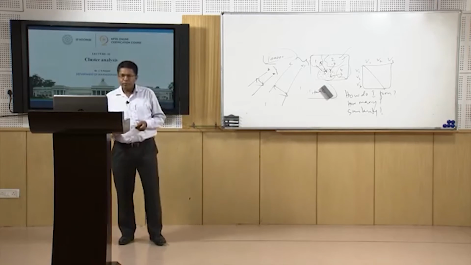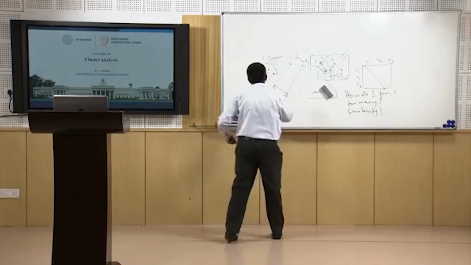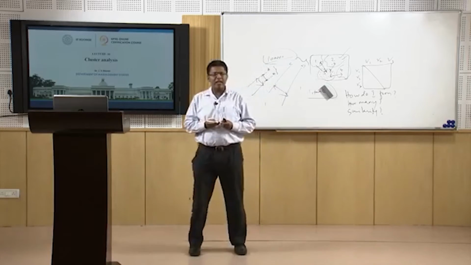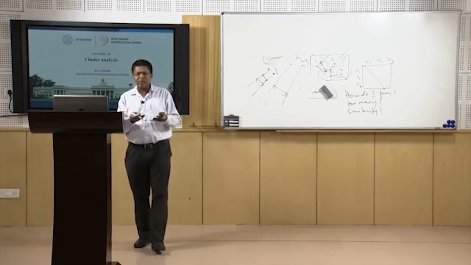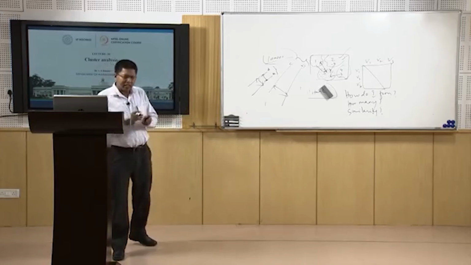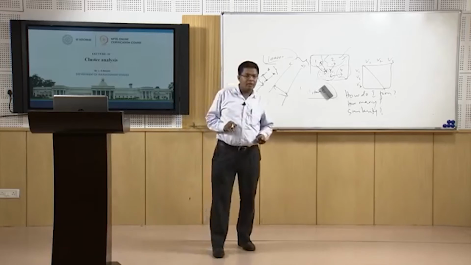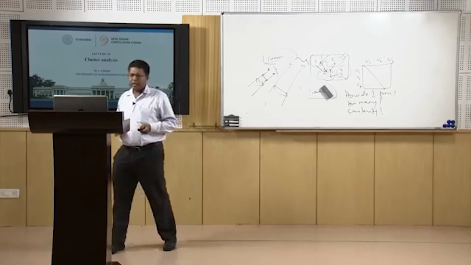Okay. So, graph 1 represents a high level of similarity, because the distance is less. If the distance is less, that means they are close to each other, and if they are close, then they are similar, trending towards each other. But if the distance is high, although the correlation, the trend, is the same, there is a sufficient gap. All these things are very important to understand, right.